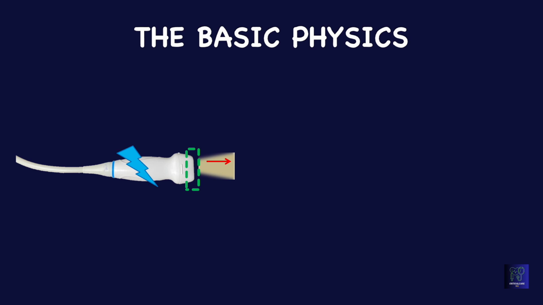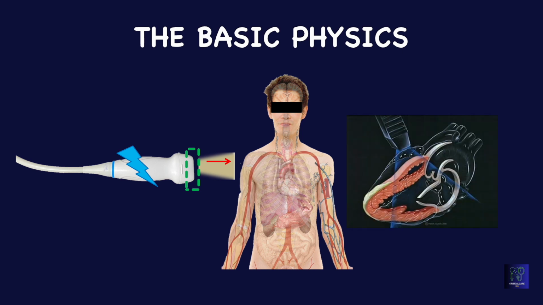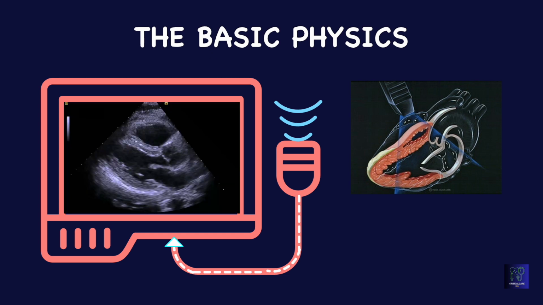When the probe is placed on the surface of a person using an interface like ultrasound gel, the ultrasound waves penetrate through the skin into the deeper tissues and are reflected back as echoes. The tip of the probe converts these echoes into electrical signals, which are then transmitted to the ultrasound machine. The machine analyzes the electrical signal and converts it into a grayscale image corresponding to the organ being visualized.